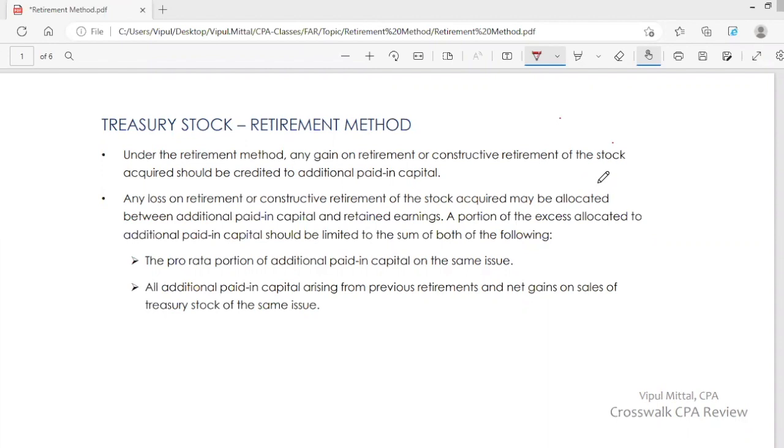So a company may purchase shares of its own common stock. You call such shares treasury stock. So a company purchases its own shares of common stock. Now the question is, how do you account for that?